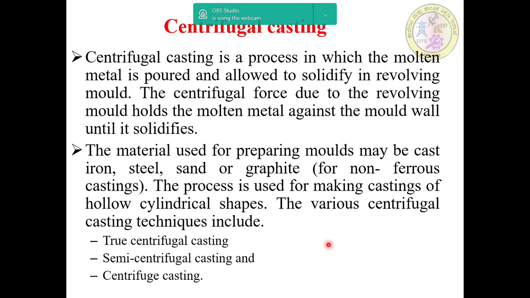Here the main thing is centrifugal castings. The molten metal is introduced into a rotating mold, and the centrifugal forces generated will force the metal into the cavity, thus shaping and feeding the casting. The molten metal solidifies under the influence of the centrifugal force. It is suited for mass production.